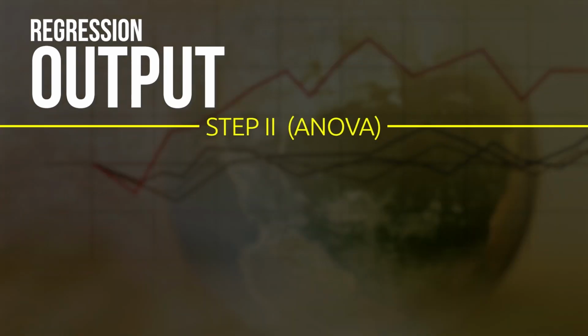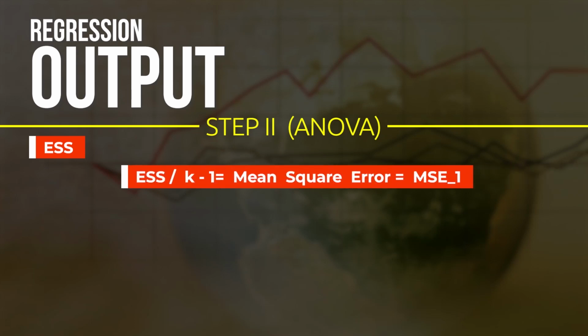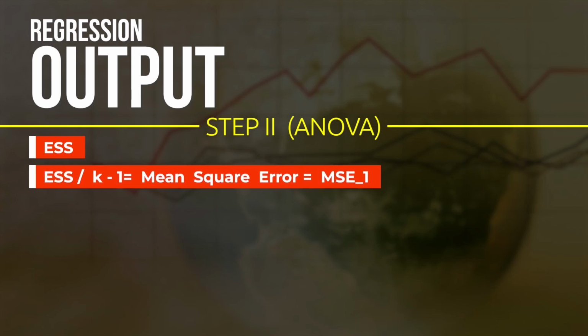So in this case, we have the following components. The first component is referred to as ESS, which is the explained sum of squares. In order to get a proper test statistic, we also need to take care of the degrees of freedom, because degrees of freedom is the number of unknown parameters to be estimated. So in this case, the number of unknown parameters is k minus 1, because only one independent variable is there. So k minus 1 happens to be the degrees of freedom. And when we divide ESS by k minus 1, we get the mean square error.